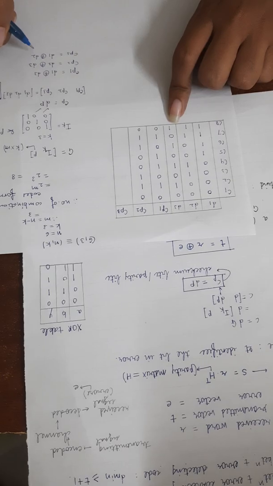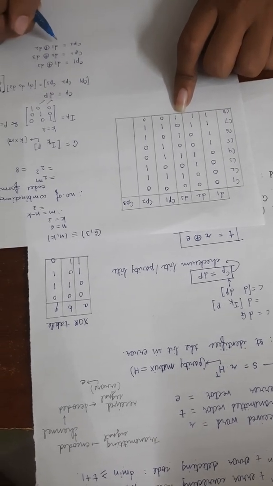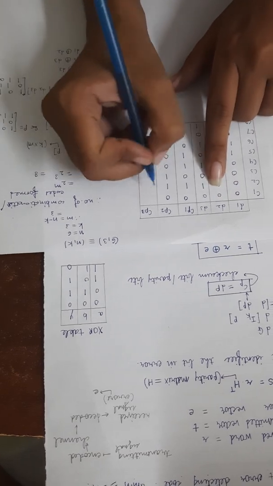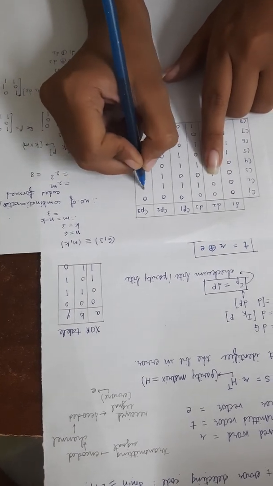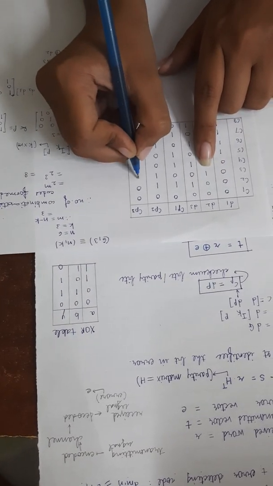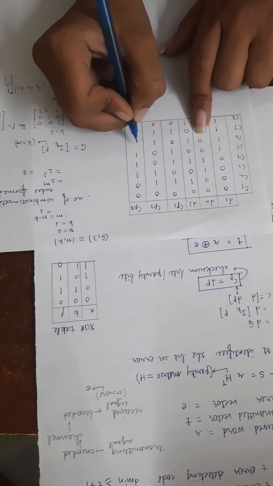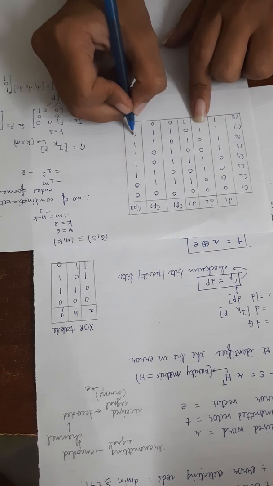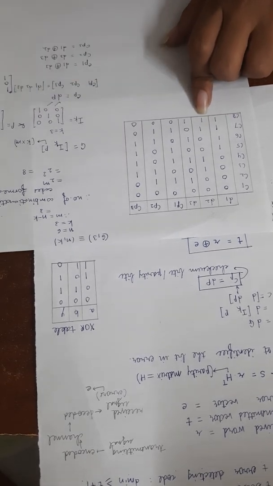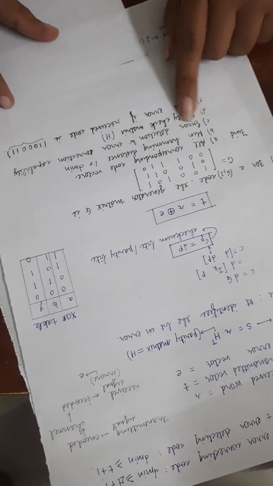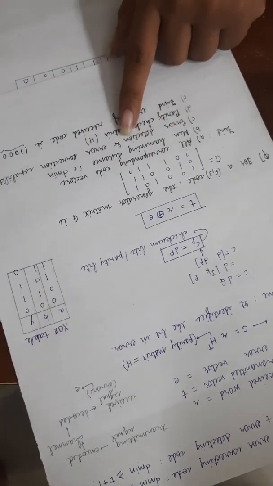And the third one is CP3, which is obtained by D1 XOR D2. Therefore 0 XOR 0 is 0, 0 XOR 0 is 0, 0 XOR 1 is 1, 0 XOR 1 is 1, 1 XOR 0 is 1, 1 XOR 0 is 1, 1 XOR 1 is 0, and 1 XOR 1 is 0. So here we completed our first part, that we found all the corresponding code vectors. Now the second part is the minimum Hamming distance.